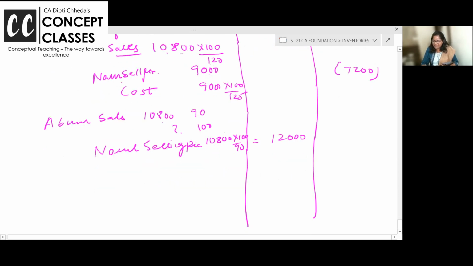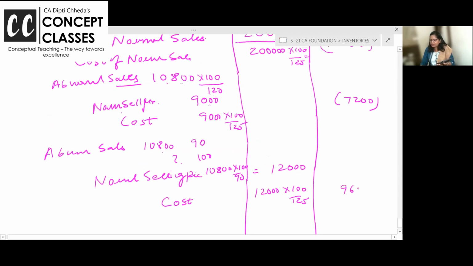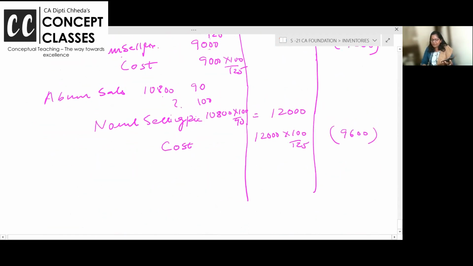This is the normal selling price. Then what will be the cost? 12,000 into 100 by 125. Because in normal selling price, 125, the profit is 25 and the cost is 100. 12,000 into 100 divided by 125, 9,600. See, these are all sales. So we will deduct it only. Take your time and write it.